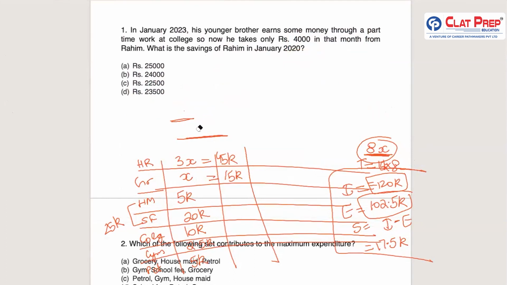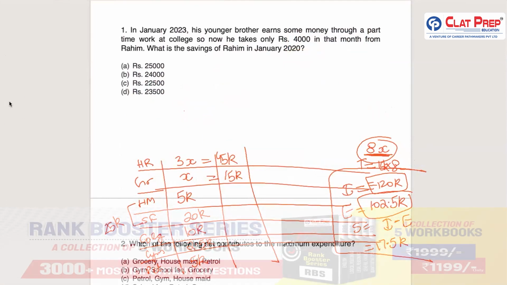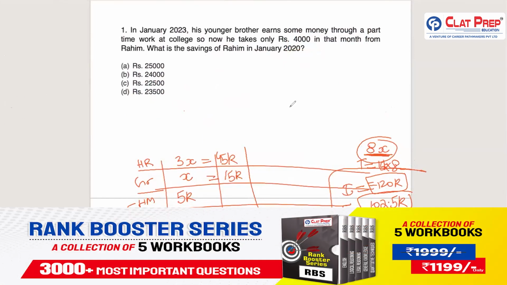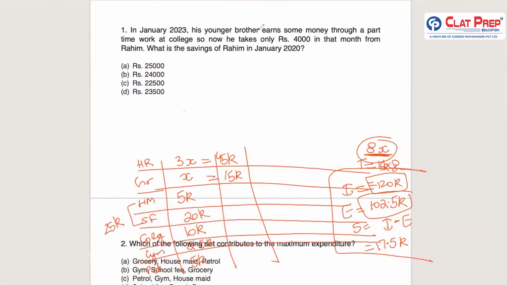जो हमारा टैबुलर फॉर्मेट वाला डेटा है उसके साथ हम छेड़ेंगे नहीं, क्योंकि that's the data we are going to use in the questions ahead. Now in January, his younger brother earned some money through a part of his college, so now he only takes 4K. ठीक है, पहले ब्रदर के पास कितना जा रहा था? 10K. 10K से कितना हो गया? 4K. इसकी कितना बच गया इसके पास? 6K. Easy. 6K एक्स्ट्रा बच गया.